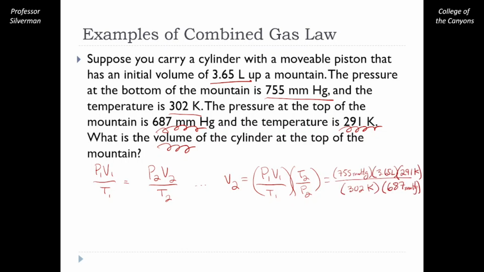Again, our units need to match up on both sides, and our temperature always in Kelvin, which thankfully it is to begin with. No conversion necessary to begin.